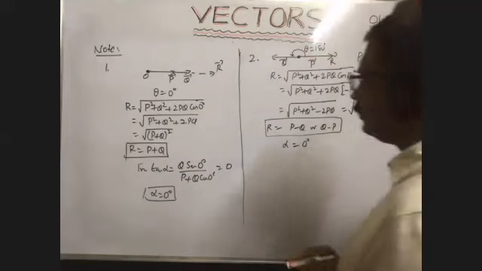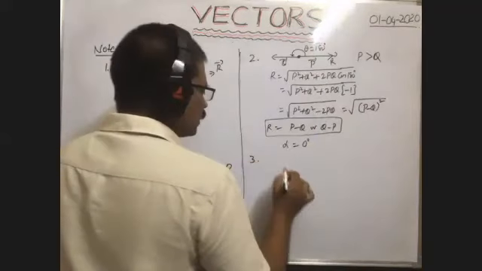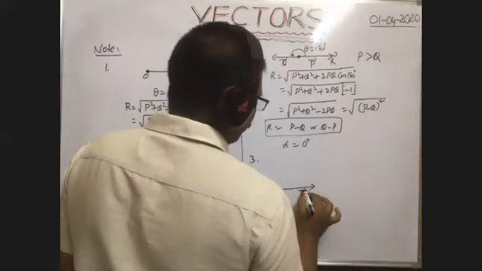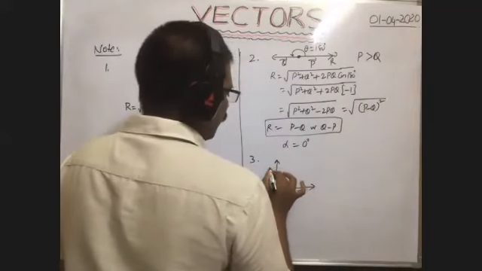Next, suppose the two vectors act on a particle exactly at right angles to each other, or orthogonal to each other, or perpendicular to each other.